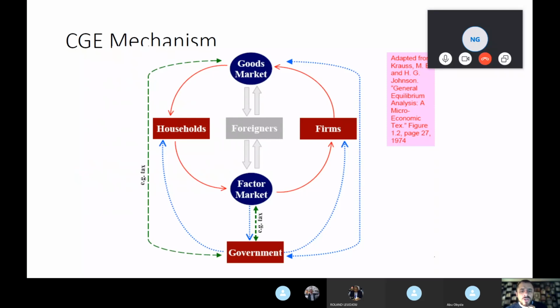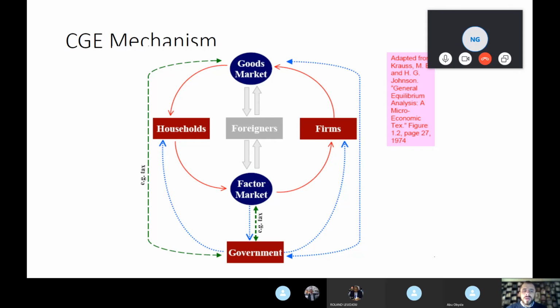So this diagram shows the different individuals and different institutions and different markets that we have in the economy. And we have, for instance, in this graph, 4 main institutions, which are households, foreigners or rest of the world, firms, and the government. We have 2 markets, the goods market and the factors market. So what we try to do in a CGE model is to model everything in this graph. So we have to model taxes going from the goods market to the government.